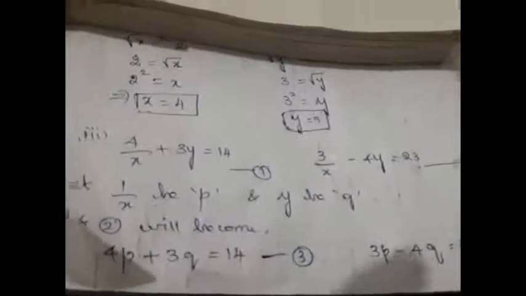Let us see the third question. 4 by x plus 3y equals 14. 3 by x minus 4y equals 23. Now here if you analyze it properly, only 1 by x is different, but here the variable is just y only, right? So I am going to make my assumptions as 1 by x as p and y as q. You should not keep it as y, right? If you want, you can keep it as y itself, but one will be in p, another will be in y, okay?